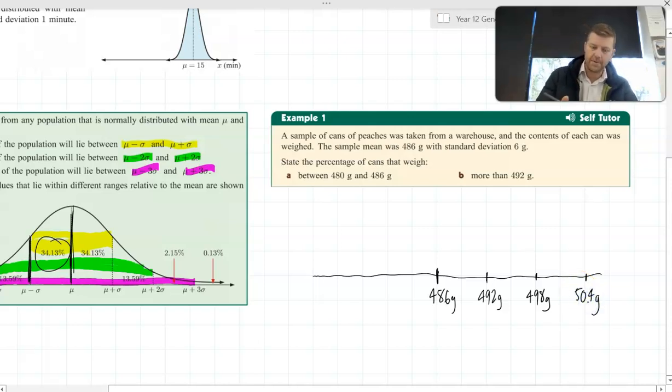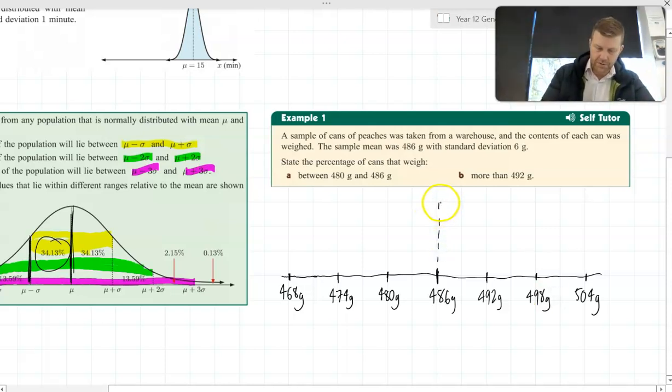Then I'm going to do the same going down. So it's the mean, take away 1 standard deviation of 6 grams, which would take me to 480 grams. I'm going to do the same again, take away another standard deviation, which would take me to 474 grams. And again, take away another standard deviation, which would take me to 468 grams. So from that, here's my mean, and this is just a rough sketch of this normal distribution curve.